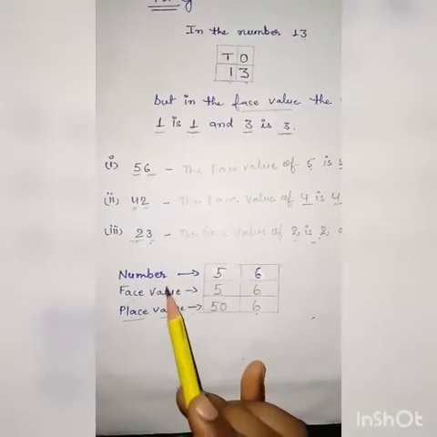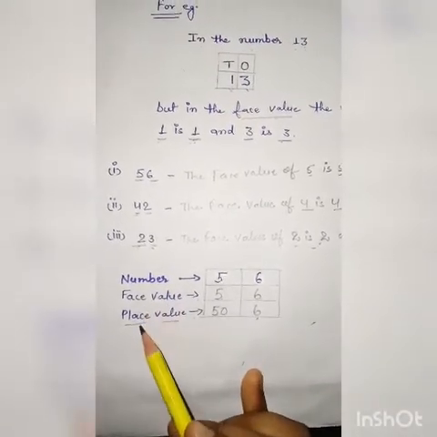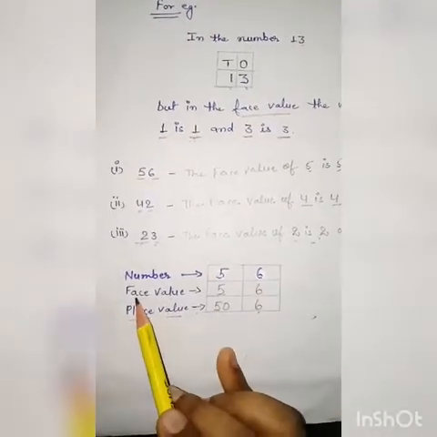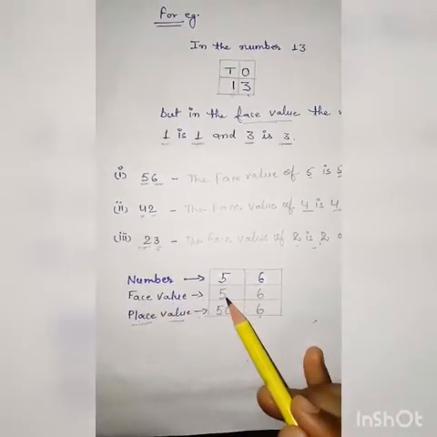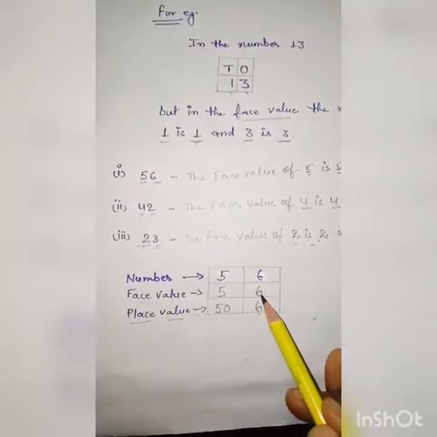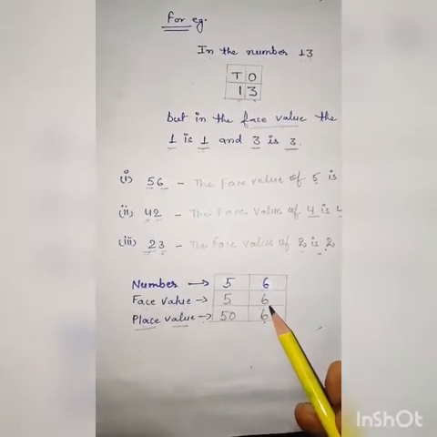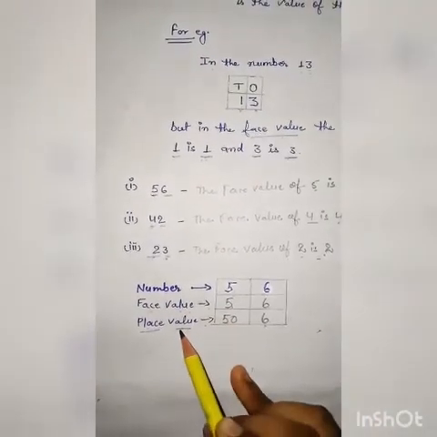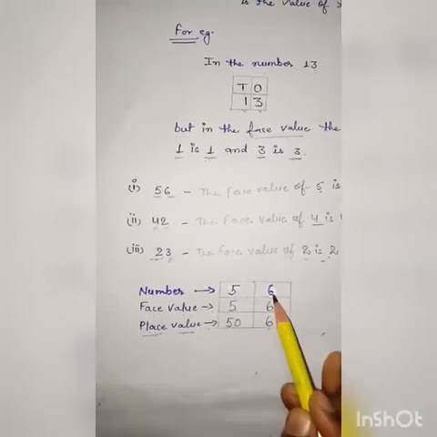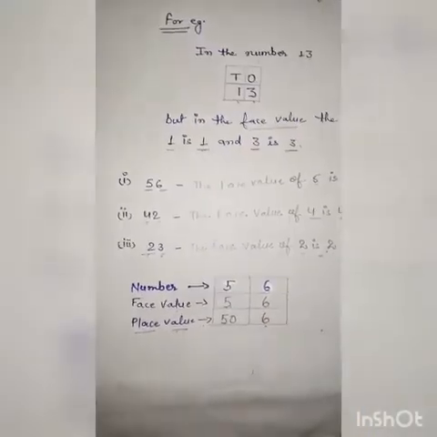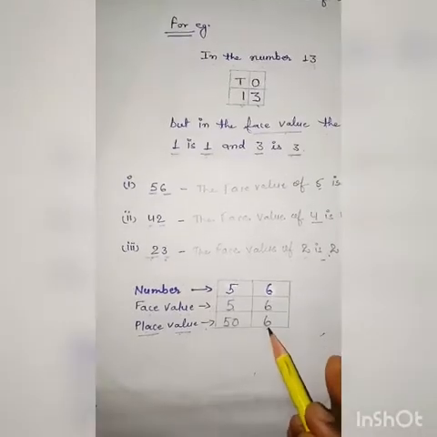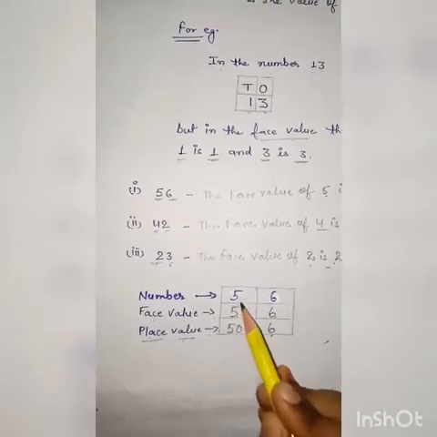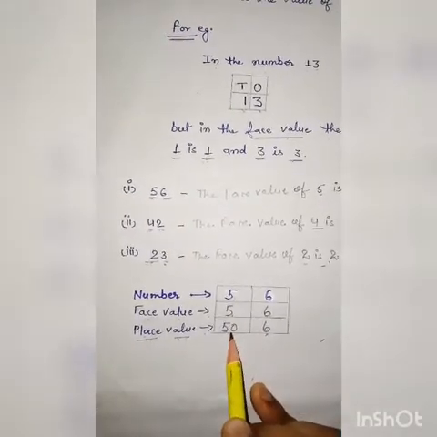Here we are going to understand the difference between face value and place value. Let's take a number 56. In face value, the value of 5 is 5 and 6 is 6 because it is unchangeable at whatever place it may be. But in place value, the value of 5 is 50 and 6 is 6 because 6 is in the 1's place and 5 is in the 10's place. So 5 tens is equal to 50.